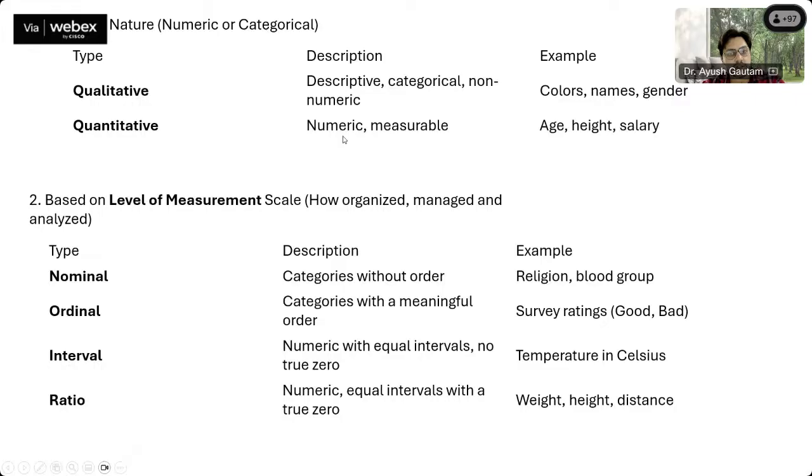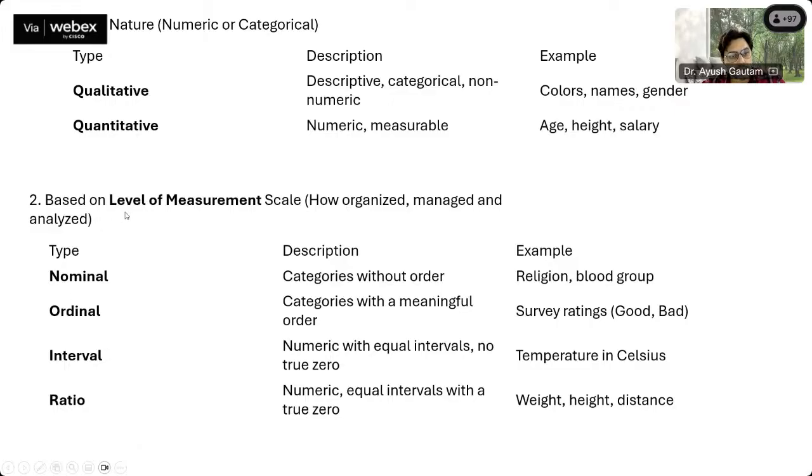The data which is numerical or measurable, like age, height, salary, etc. All of this data is called the quantitative data. So this is the classification of the data based on numerical or categorical. This is not a very important classification, but it is very much required when we go and make the charts. Then this is the second classification, which is most important.